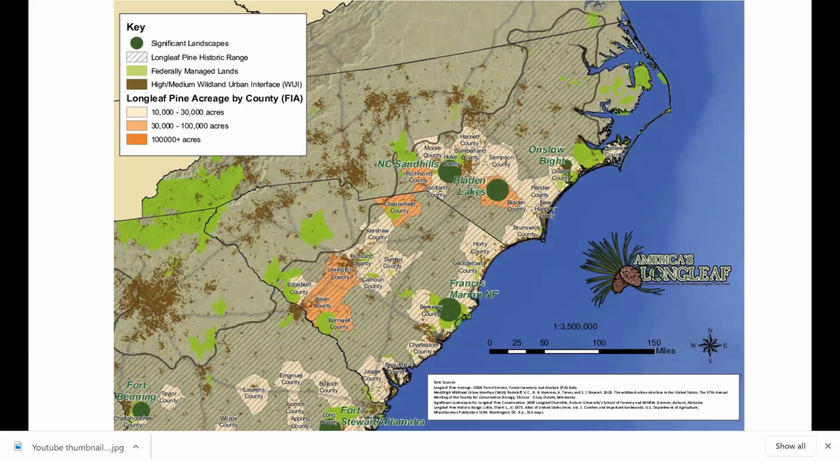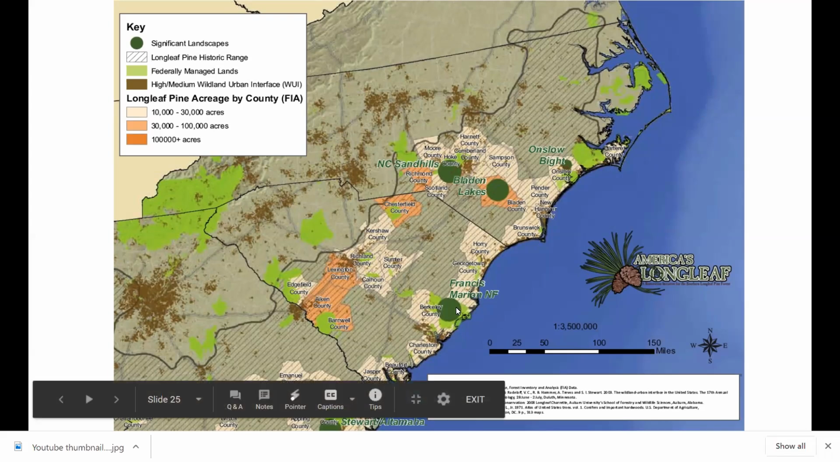The light green is showing federally managed lands, so that's important. And then, what are the areas that are preserved and how are they conserved? My husband grew up in the Francis Marion National Forest in Berkeley County, which is another big remaining area for longleaf pine.